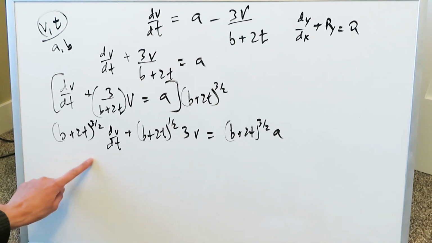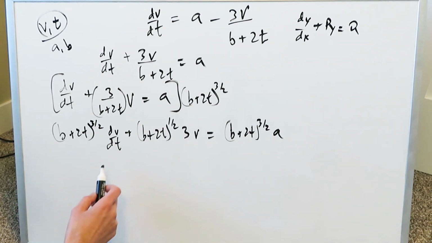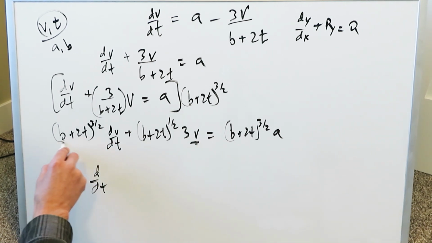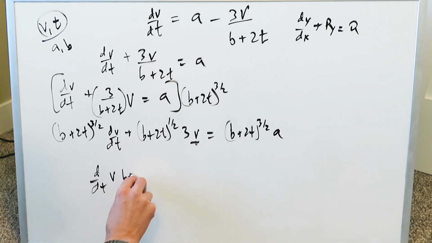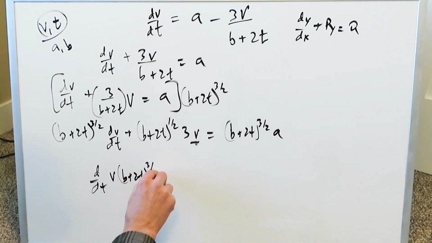This has come here from a derivative of a certain factor or factors. And what is that? It's d/dt of exactly this v, and this right here. You'll have v times (b plus 2t) to the power of 3 over 2.